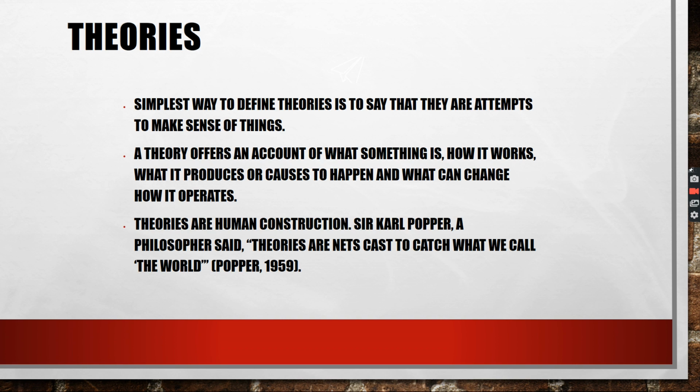You want to make sense of poverty. You want to make sense of crime. Why is it happening? Why is it happening in certain places and not in other places? You may want to understand why there's an increase in snatch theft in 2020 compared to 5 years back. You want to make sense. Theories help you to understand these things. A theory offers an account of what something is, how it works, what it produces, what it causes to happen, and what can change. These are the explanations a theory can offer you.